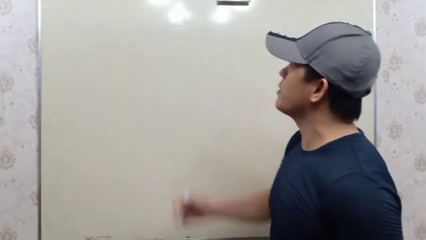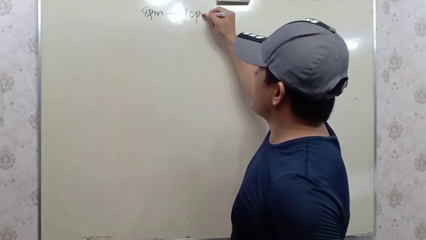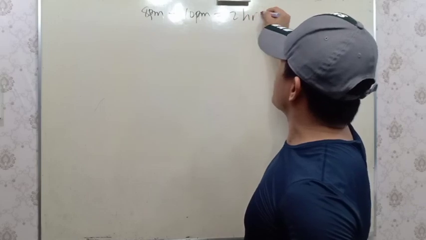The first question is, two buses leave the same station at 8 p.m. One bus travels north at the rate of 30 kilometers per hour, and the other travels east at 40 kilometers per hour. So how many kilometers apart are the buses at 10 p.m.? Okay, there we go. From 8 p.m. to 10 p.m., this one is 2 hours all in all.